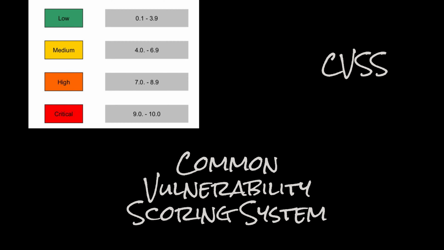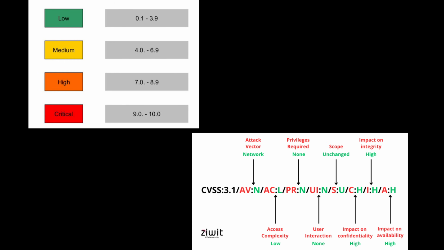CVSS stands for Common Vulnerability Scoring System. If CVE gives the vulnerability a name, CVSS tells you how sick this patient is. Is this a minor cold or are you dying? Every vulnerability gets scored 0 to 10. 0 to 3, low, like a minor cold. 4 to 6, medium, like the regular flu. 7 to 8, high, like pneumonia. 9 to 10, critical, like a heart attack. Emergency room now.